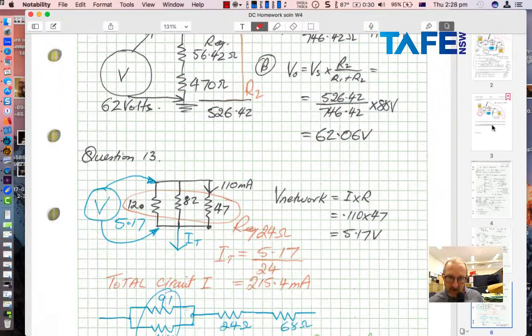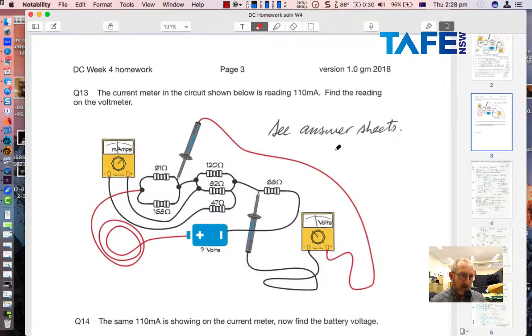Question 13. What's question 13? The current meter in the circuit shown below is reading 110 milliamps. So look at this, we haven't got the battery voltage. We've got the meter coming off the end of the 47 ohm resistor and coming up to here. It's giving us a current reading of 110 milliamps. Find the reading on the voltmeter.